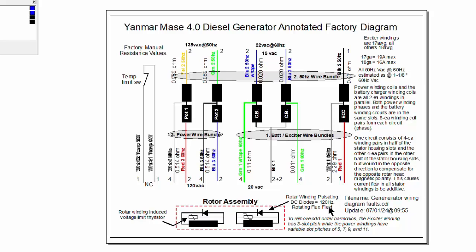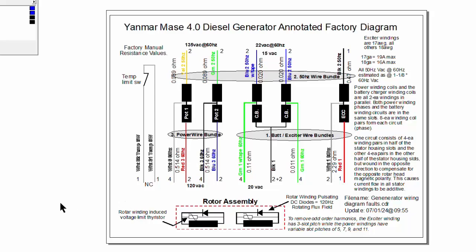The other thing we want to do with this drawing is look at the factory spec on the resistance values of the phases. They obviously used a milliohm meter to measure this resistance. They measured 0.11 ohms for one phase of the battery charger, and 0.514 ohms for one phase of the power windings. So the ratio here, 0.11 to 2 of these, because there are 2 phases, that's 1.024.